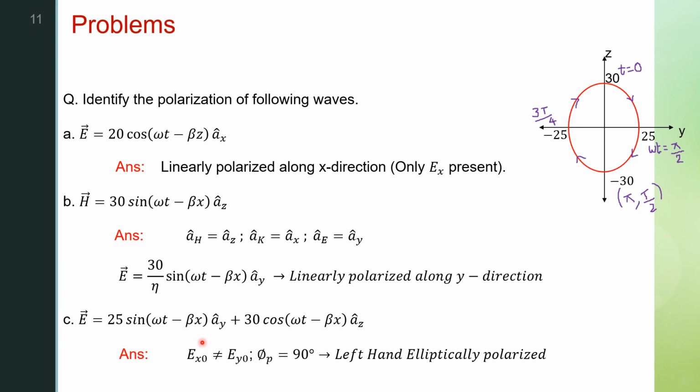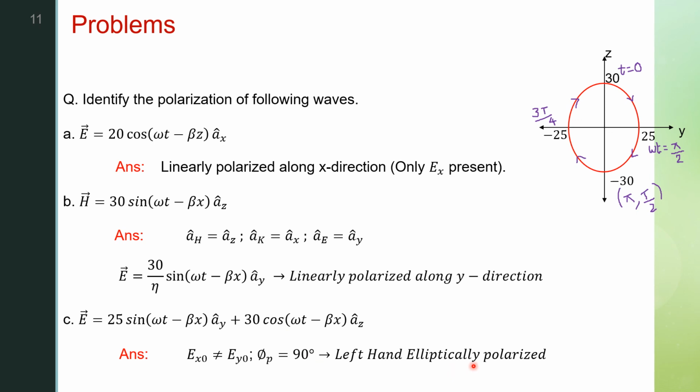So let's consider the third case, that is C. E is equal to 25 sin(omega t minus beta x) ay cap plus 30 cos(omega t minus beta x) az cap. So here the electric field has got two components. So the answer should be either circularly polarized or elliptically polarized. But now let's look at the amplitude. One amplitude is 25 and another is 30, which means the amplitudes are unequal. And on one side it is sine and on the other it is cos, so the phase shift is pi by 2. There is a phase shift of pi by 2 and unequal amplitudes, so it is clear it is going to be elliptically polarized.